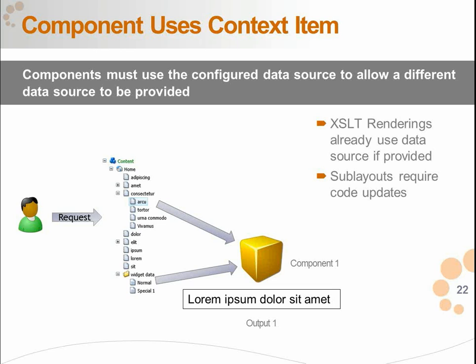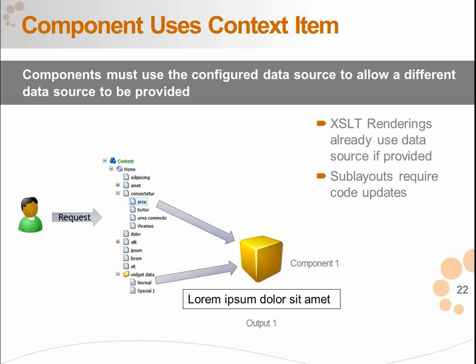For the developers out there, XSLT renderings already use the data source if provided. There are two major different kinds of component in Sitecore that we personalize: sub-layouts and renderings. A lot of developers, I find, prefer sub-layouts. They're written with standard .NET code, such as C#, and you have to use the appropriate APIs to make sure that you're reading the appropriate data.